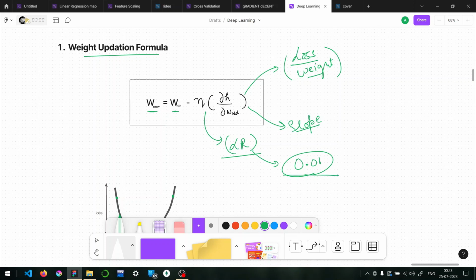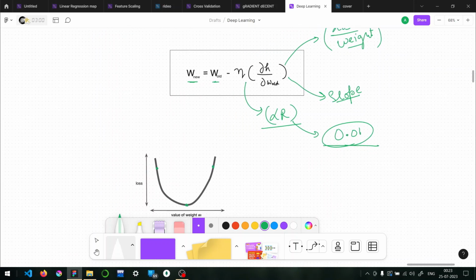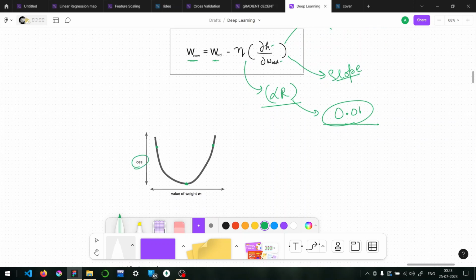For instance, let us plot this on the graph. The loss is on the y-axis, and the weight values are on the x-axis. We all know that in order to increase our accuracy, we have to minimize the loss function, right? So this is how our loss function looks, and we have to minimize it. This is going to be the optimal solution for our algorithm.